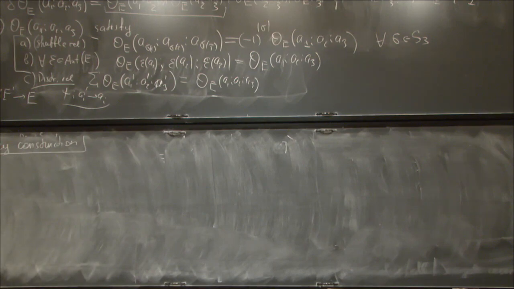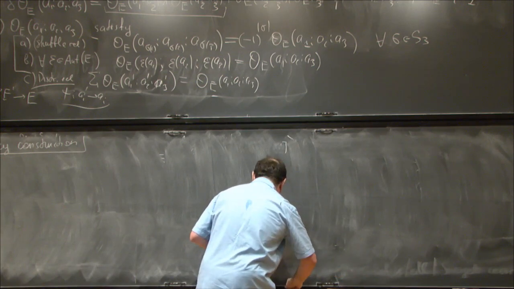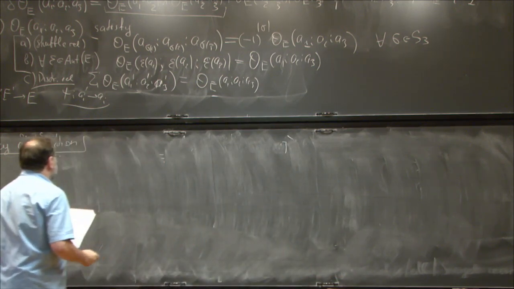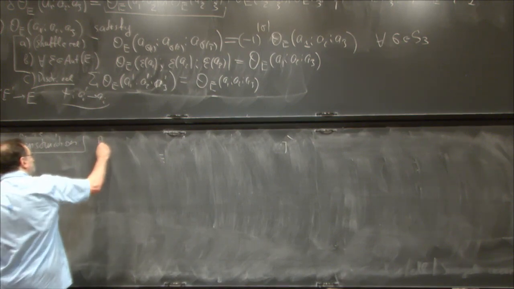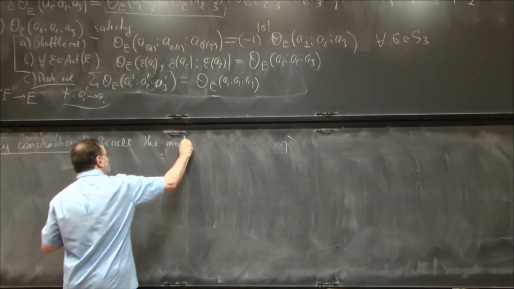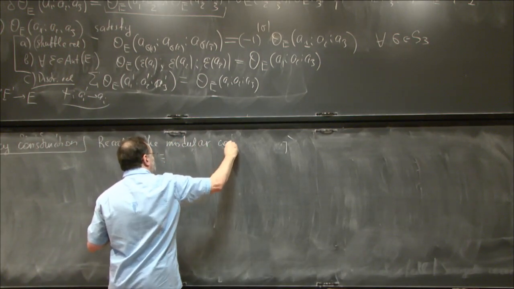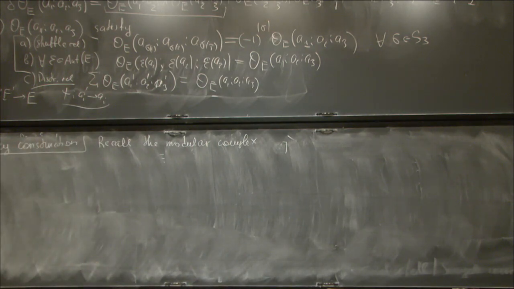This construction is a variation of the same kind of construction which I gave last time when I map a modular complex to some motivic complex. So let me recall the modular complex. It's a complex of two terms.